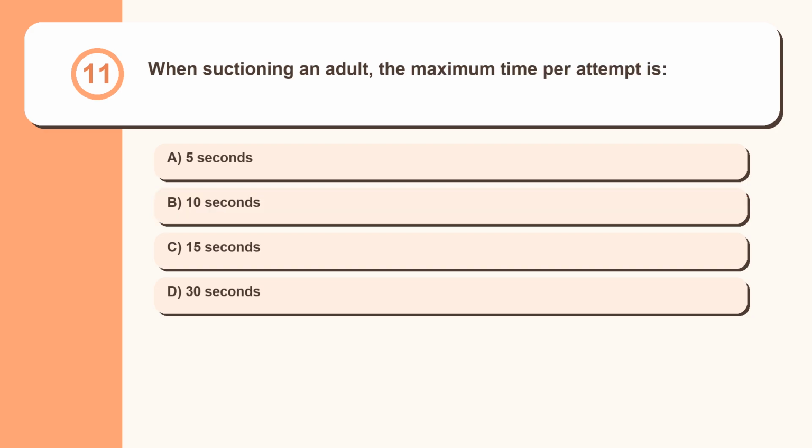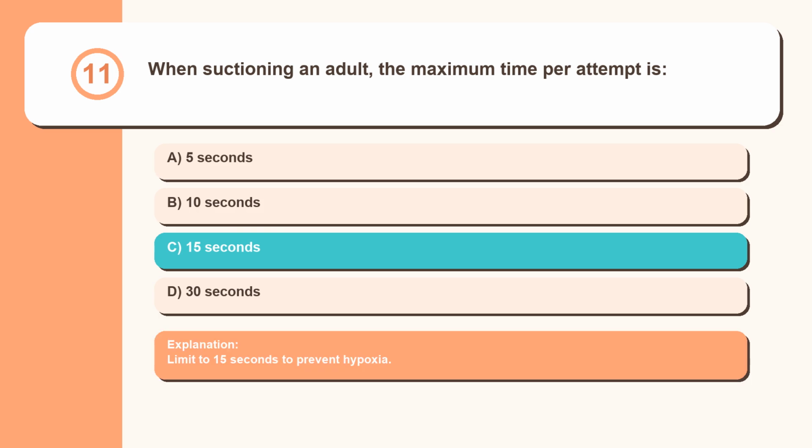Question 11. When suctioning an adult, the maximum time per attempt is 5 seconds, 10 seconds, 15 seconds, 30 seconds. Limit to 15 seconds to prevent hypoxia.